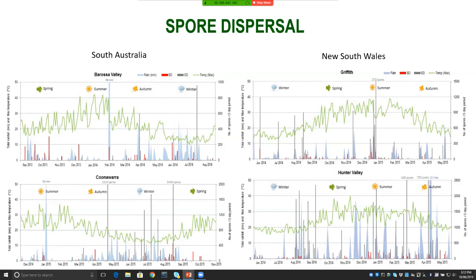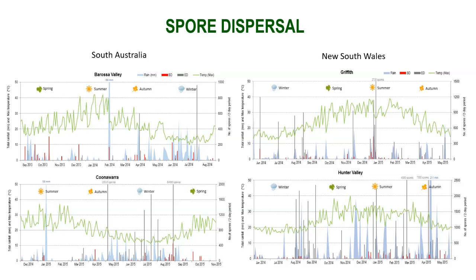And here, just by looking at these graphs, it shows that Eutypa dieback and Botryosphaeria dieback spores are released sporadically at different times of the year. And we also found that spore release differs between regions. Particularly in South Australia, we found that the spores were released mostly during winter, particularly in Coonawarra, as you can see in July and August. However, there were fewer spores detected during summer for both Barossa and Coonawarra, especially in January 2014 and February 2015.